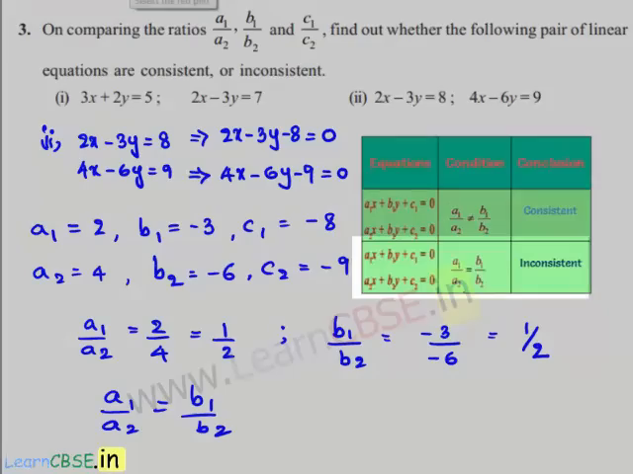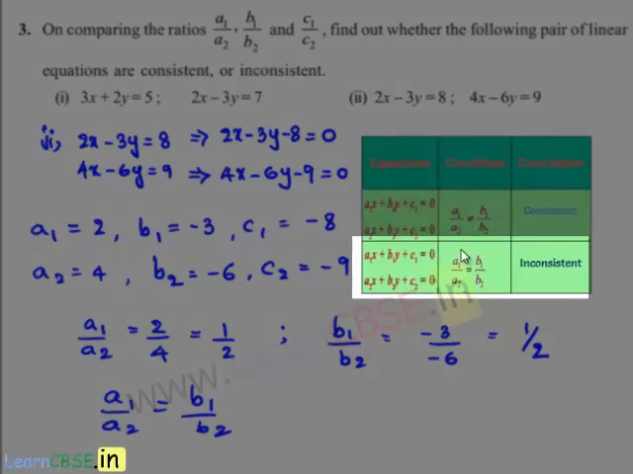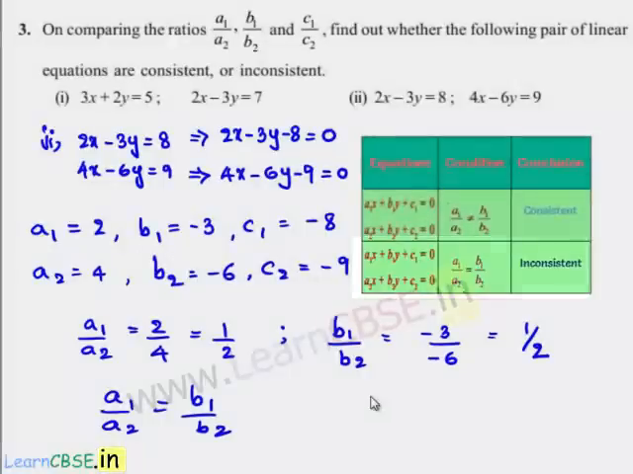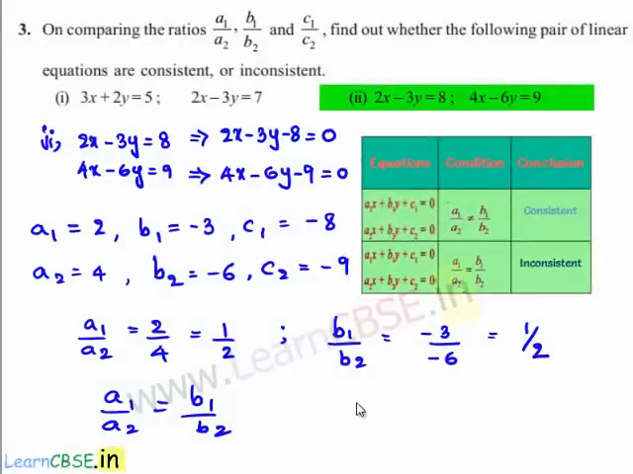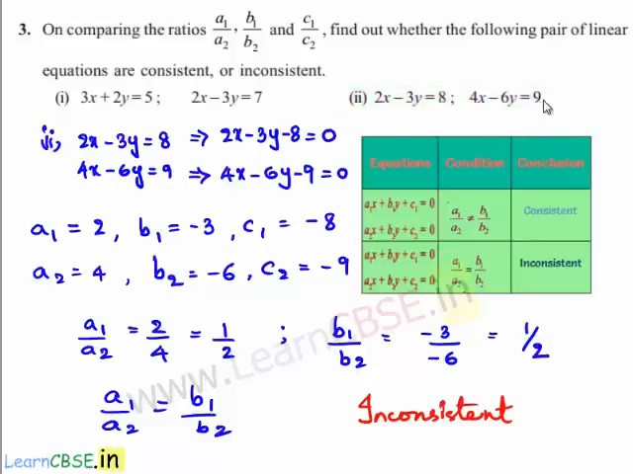By using the second condition, if a1 by a2 is equal to b1 by b2, we say that the given set of linear equations are inconsistent. Therefore, the given set of equations 2x minus 3y is equal to 8 and 4x minus 6y is equal to 9 are inconsistent.